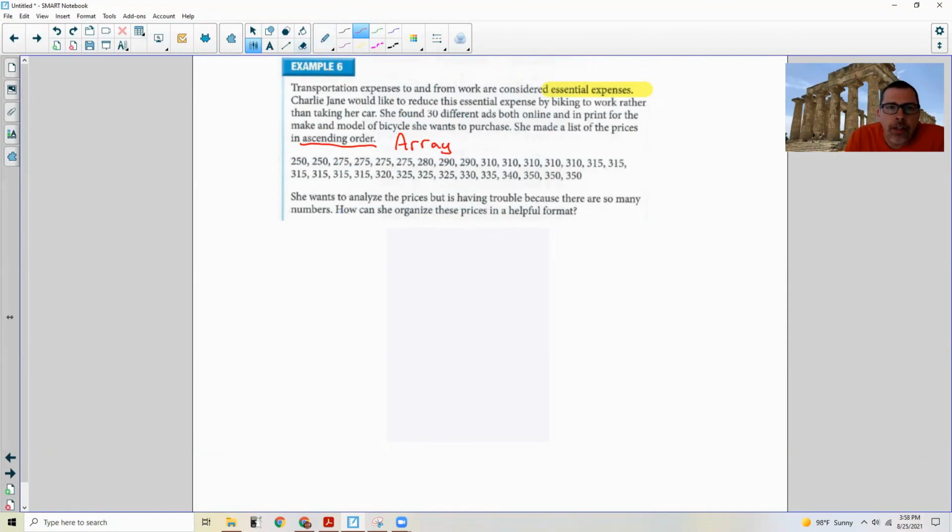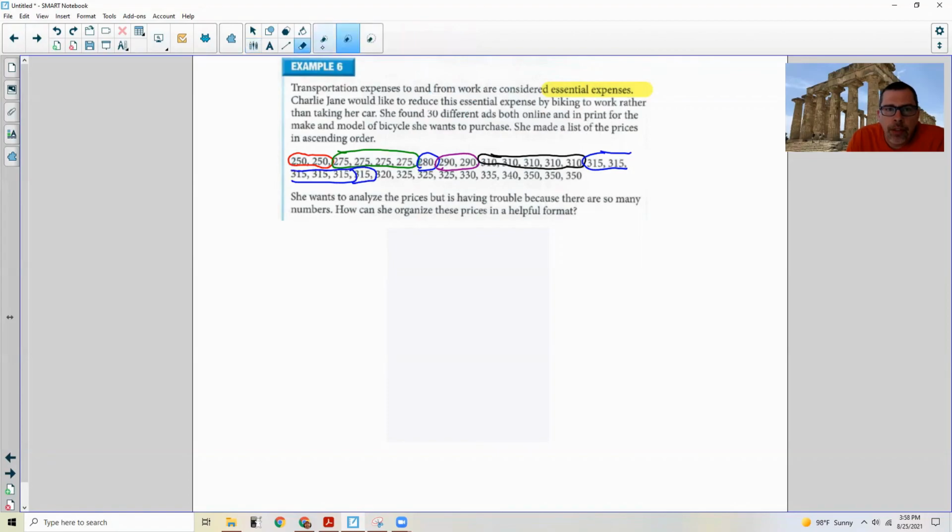All right, ascending order. As you can see, 250, 250, 275. So I'm just going to circle these for now. There's two 250s, four 275s, one 280, two 290s. I'm out of colors. 1, 2, 3, 4, 5 310s. Let's go back to red now. No, they're right next to each other. Blue. Here's two 315s, and then four more 315s.